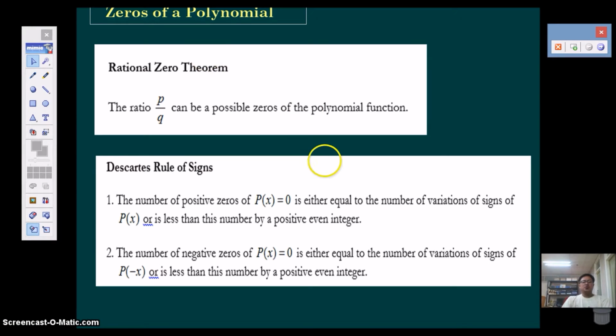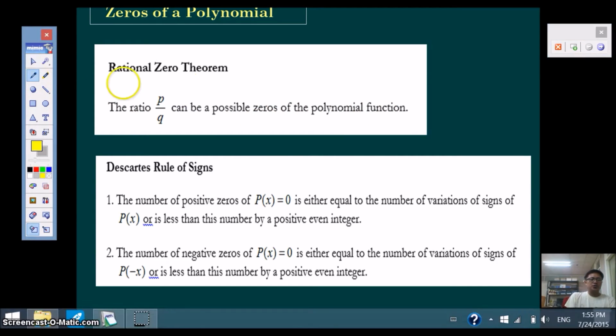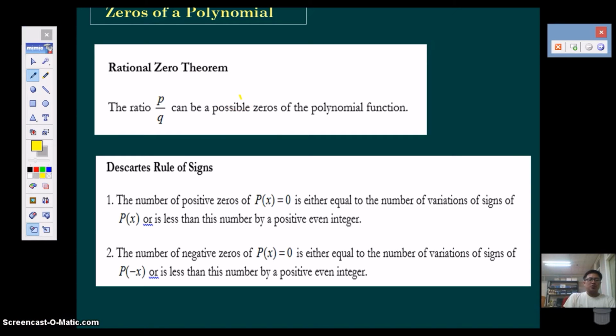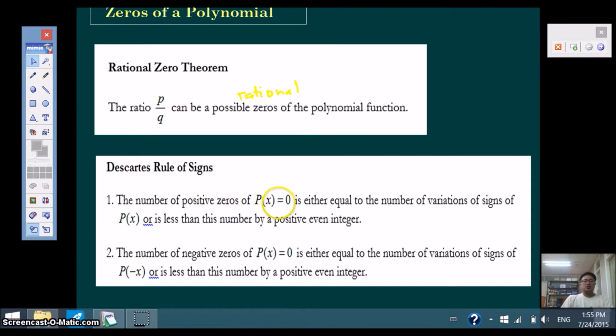First, the rational zero theorem. According to this theorem, the set of possible rational zeros of a polynomial function can be the ratio P over Q, where P is the constant and Q is the leading coefficient. Next, we will also need the Descartes rule of signs.